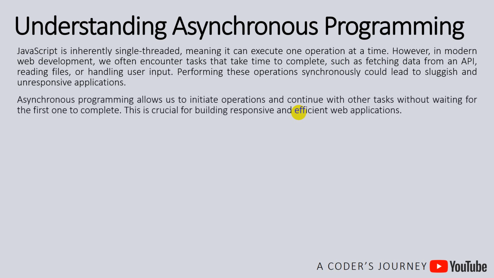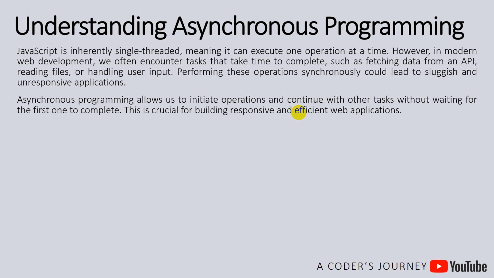Asynchronous programming allows us to initiate operations, right, and continue with other tasks without waiting for the first one to complete. This is, of course, in contrast to the traditional way of writing code, which is synchronous. You write your code and the code gets executed one line at a time or one operation at a time. But asynchronous programming works differently. The operations are not necessarily executed one after the other.